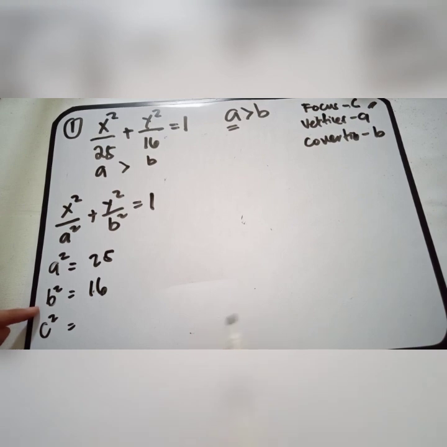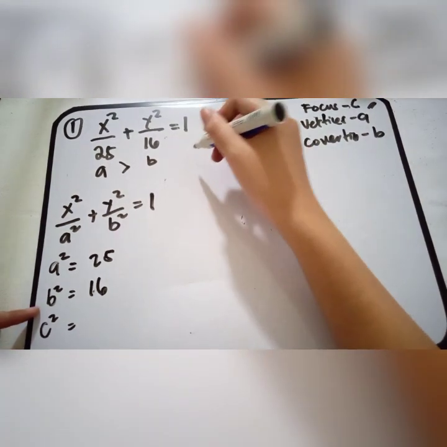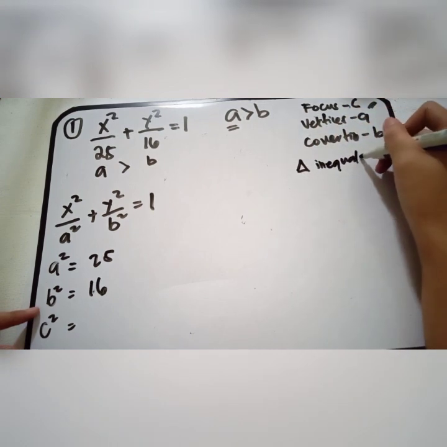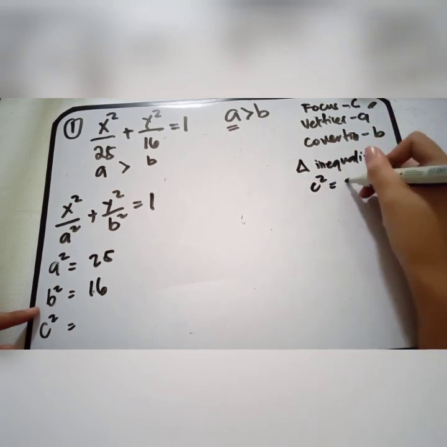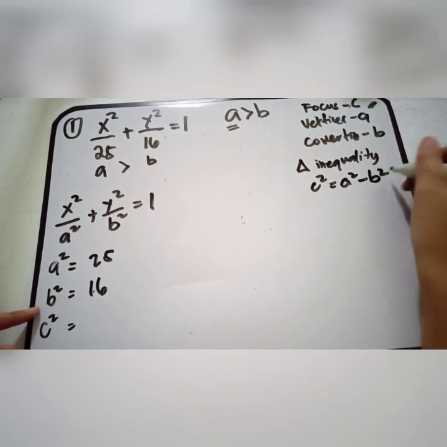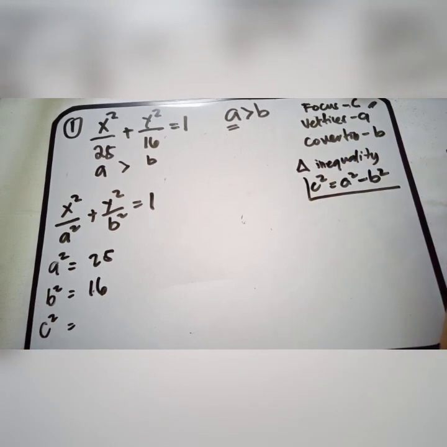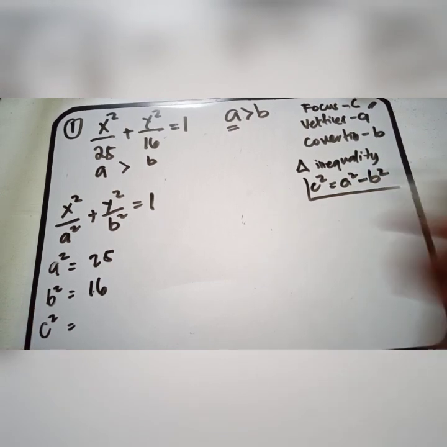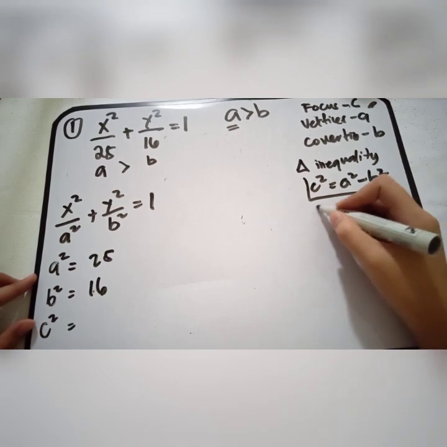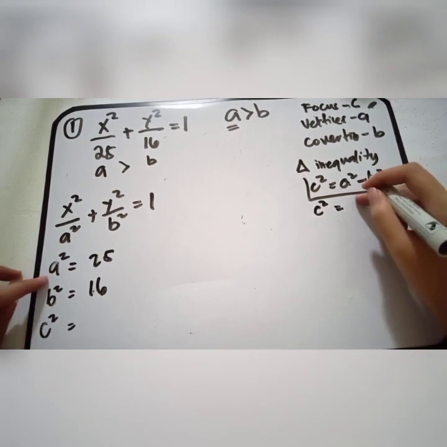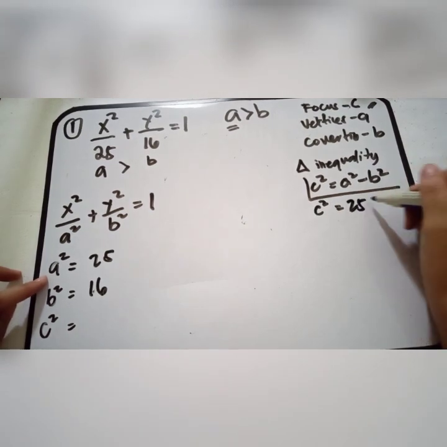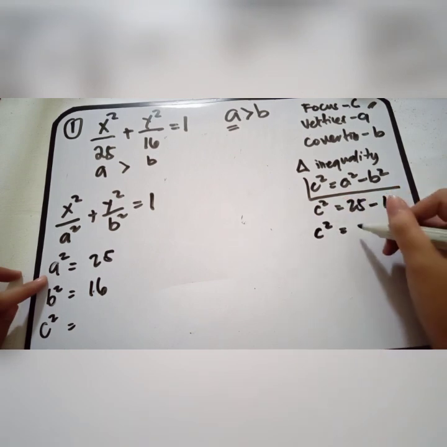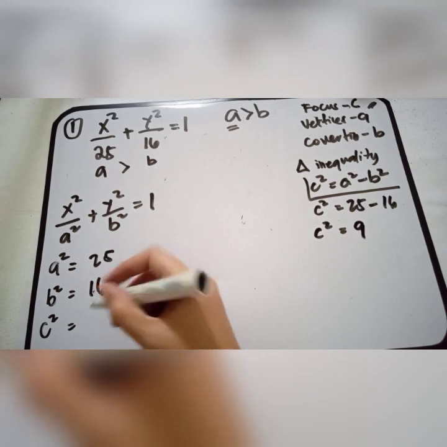To find the focus, we are going to use the formula of the triangle inequality of the ellipse, which is c squared is equal to a squared minus b squared. What we are going to do is substitute the values of a squared and b squared in order to come up with the value of c squared. So c squared is equal to, what is the value of a squared? It is 25. What is the value of our b squared? It is 16. So 25 minus 16 is equal to 9. So the value of our c squared is 9.